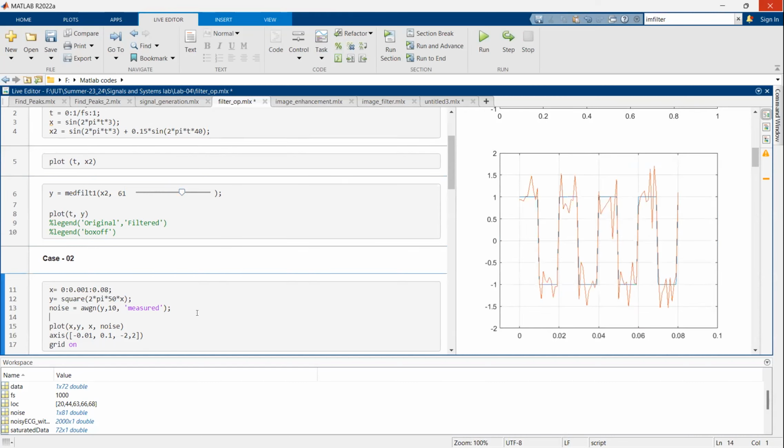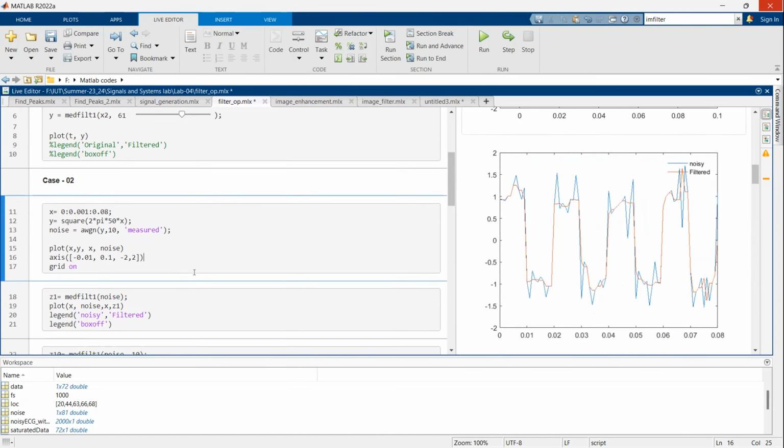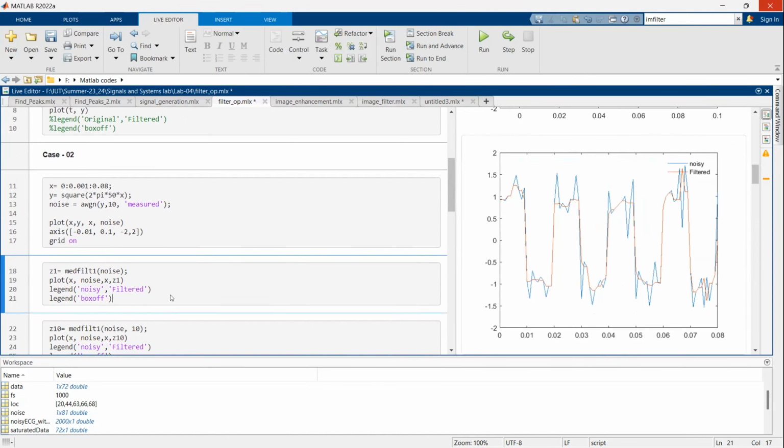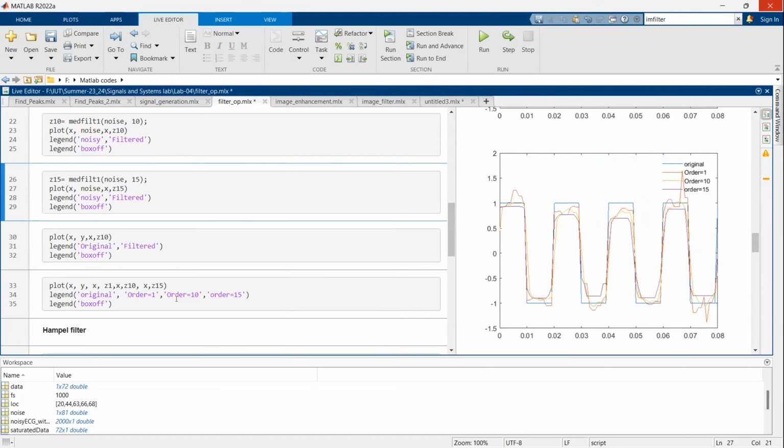Now let's look at this one. You have already seen this one. This was your Gaussian noise added to your square wave. If I put a median filter, it will look like this. If I add a kernel of 10, this will be much better. You can check with different values. With 15, it looks like this. With different values, you get different output.